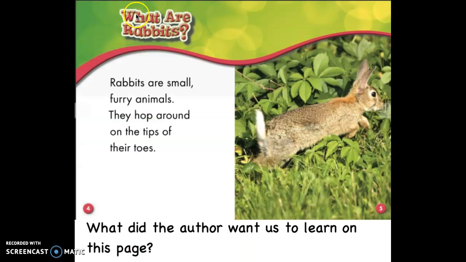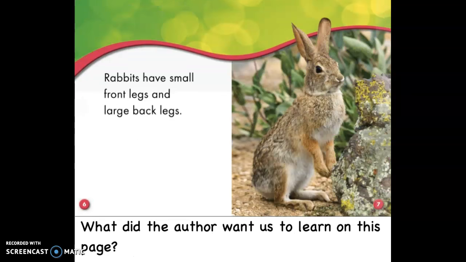So let's look at this page. What are rabbits? Rabbits are small, furry animals. They hop around on the tips of their toes. What did the author want us to learn on this page? So I'm going to go back and reread. Rabbits are small, furry animals. They hop around on the tips of their toes. I can also look at the picture and it helps me. So on this page, I think the author wanted me to learn that rabbits can hop on the tips of their toes. Let's keep going.